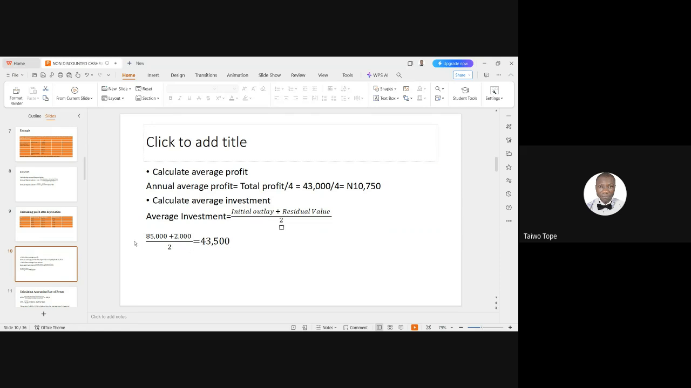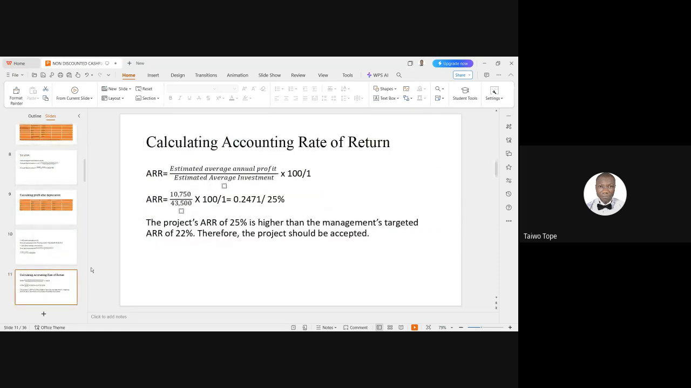Now, when you determine this, you can substitute into your formula to determine your accounting rate of return. The formula is what? Estimated average annual profit divided by estimated average investment multiplied by 100 over 1. So the accounting rate of return will now be 10,750, which is the estimated average annual profit, divided by the estimated average investment, which is 43,500, multiplied by 100 over 1. You're going to have what? 0.2471 in percentage, approximately 25%.